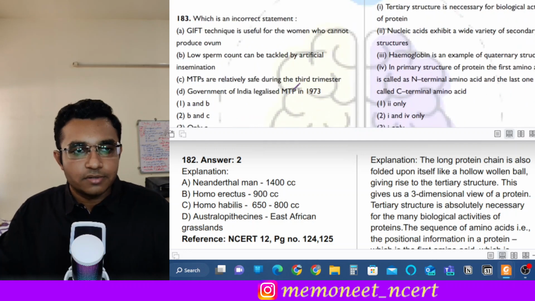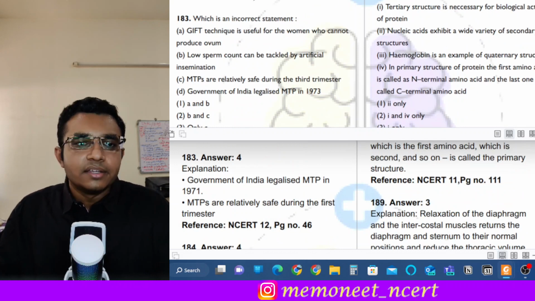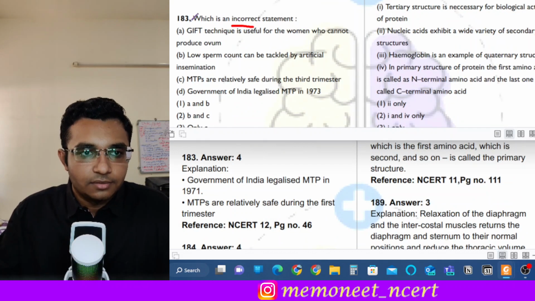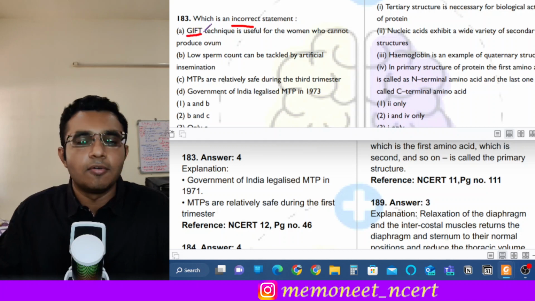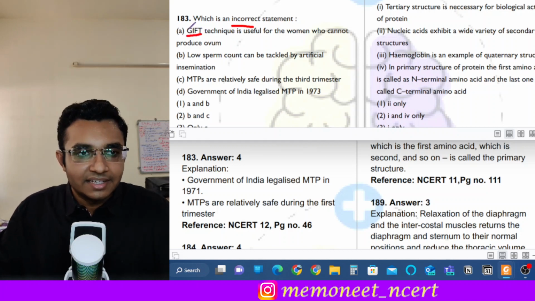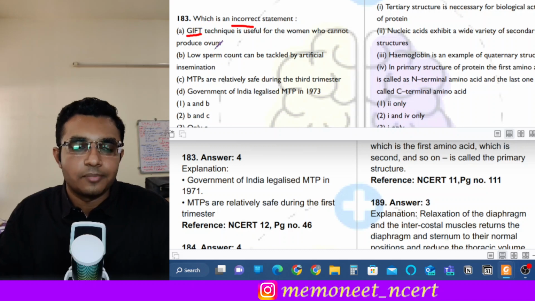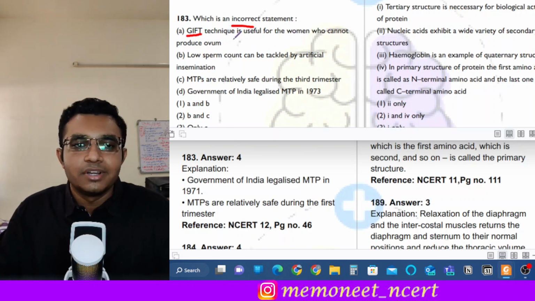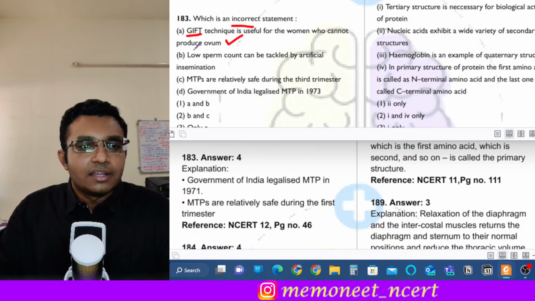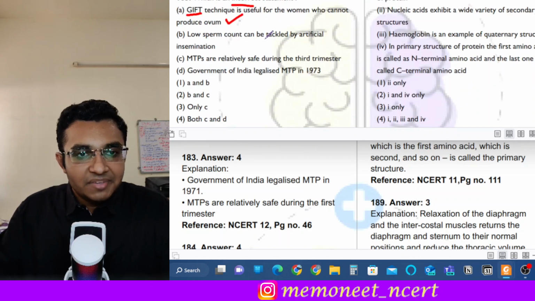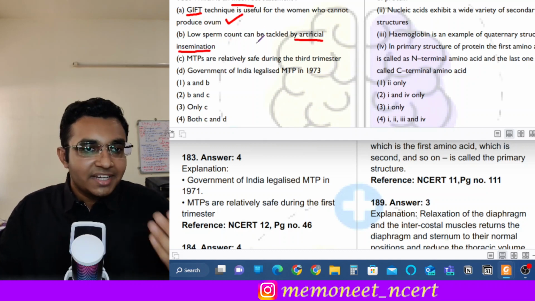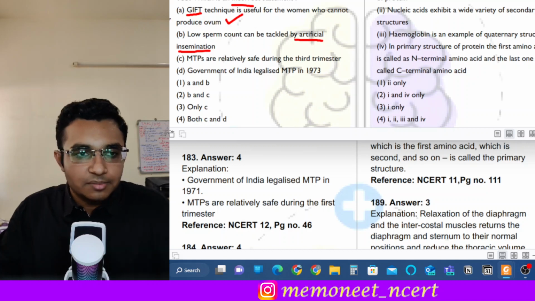Moving on to the next question, question 183. Here we have to identify the incorrect statement. Okay. The first statement is the GIFT technique. What is the full form of GIFT? That is gamete intrafallopian transfer. The technique is useful for women who cannot produce ovum. So this is a correct statement. Next is, low sperm count can be tackled by artificial insemination. So if the male has low sperm count, it can be tackled by using artificial insemination.